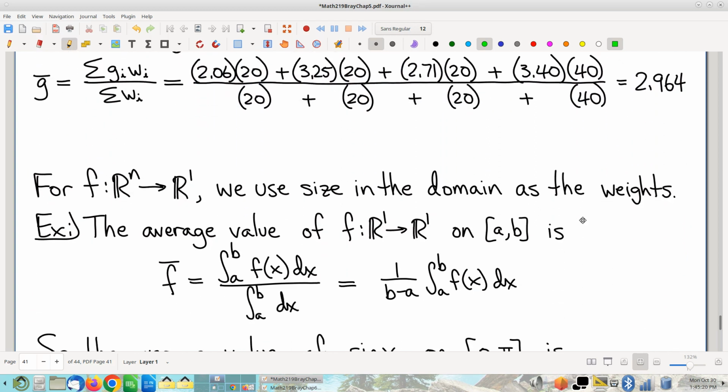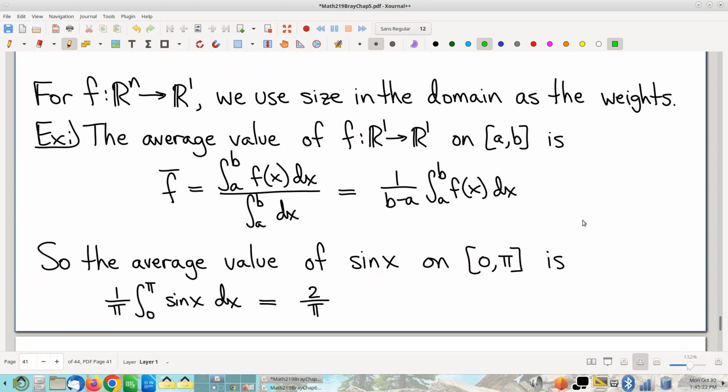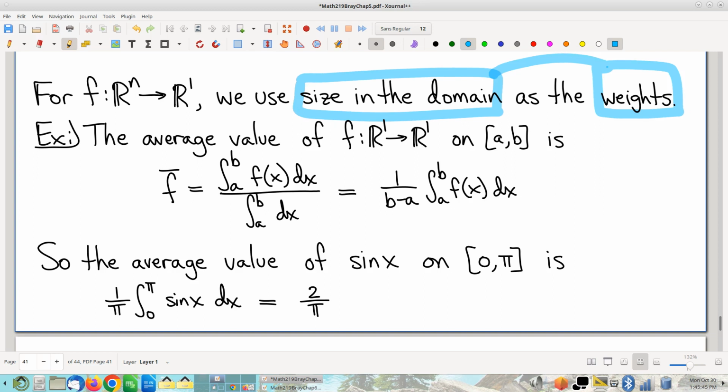So we're going to now expand this idea to averaging a function. Now, a function is not a finite list of values. A function is infinitely many values. Kind of a creepy idea a little bit. But all we're going to do here when we define the average value of a function is use size in the domain to be the weights. It's as simple as that. Size in the domain is the weight. So here it is. dx is the size in the domain. You see it's playing the role of weight.